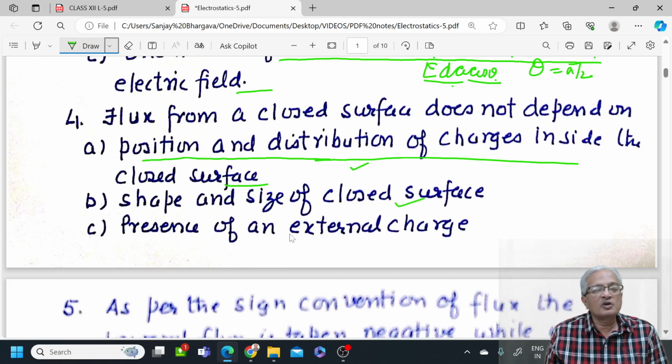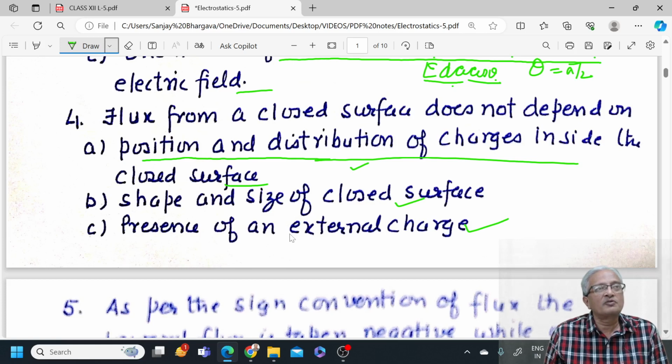Shape and size of the closed surface. Even if I choose a cuboid of length 1 meter, or I may choose a cuboid of length 2 meter, if I keep a charge of 2 coulomb inside the surface, then the number of field lines would definitely be the same. Then presence of an external charge. Flux from a closed surface depends only on the internal charge.